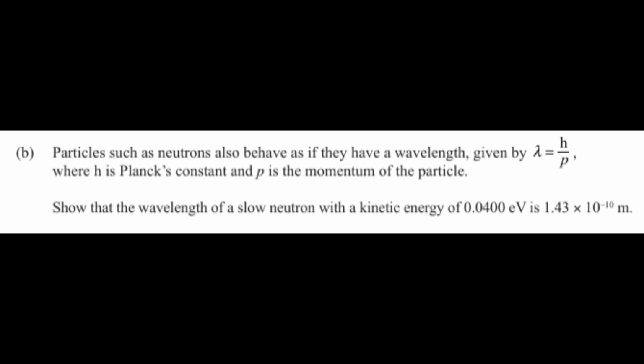Question 1b. Particles such as neutrons also behave as if they have a wavelength, given by lambda equals h over p, where h is Planck's constant and p is the momentum of the particle. Show that the wavelength of a slow neutron with a kinetic energy of 0.0400 electron volts is 1.43 times 10 to the negative 10 meters.